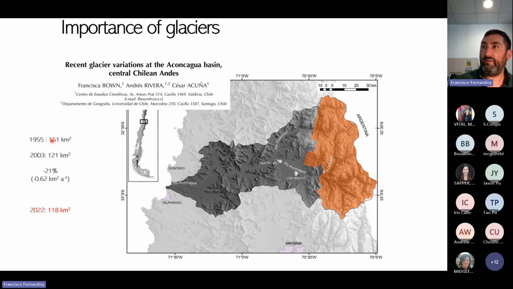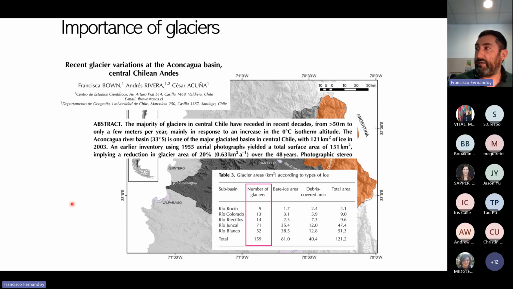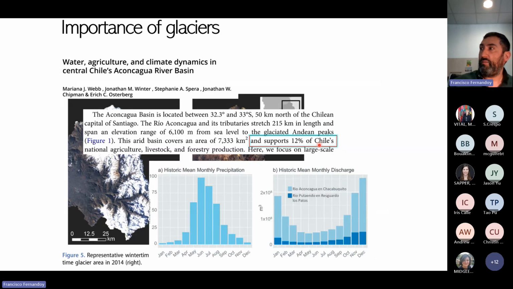In 1955, we have around 150 square kilometers of glacier ice identified, which has been diminishing to 118 square kilometers in the last public glacier inventory. And there are a lot of glaciers identified in this region, around 160 glaciers that are actually supplying water for up to 12% of Chile's national agriculture. So that's why it's so important.